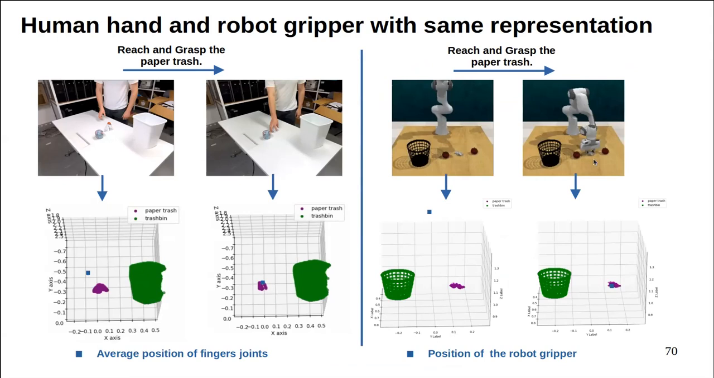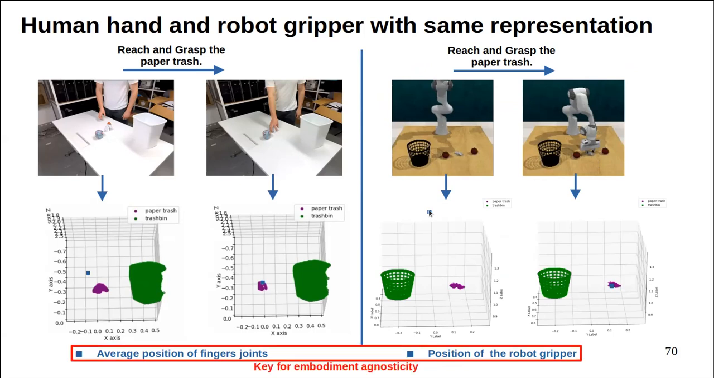Because in the case of the robot, we can have access to the position of its tool and represent the position of its tool directly as a 3D point in the space. So now we have a representation of the human operator and of the robot in the scene that is similar. This is key for the embodiment agnosticity, because we need to represent the scene in a way that is agnostic to the embodiment, whether it's a human or a robot.